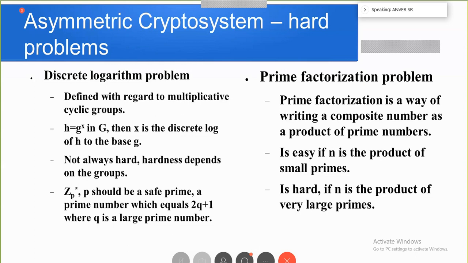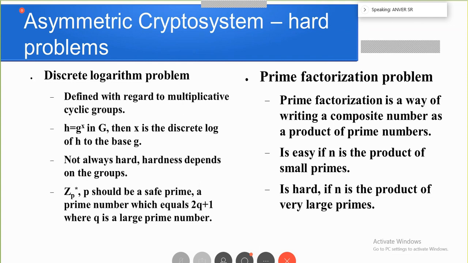Okay. Then the second hard problem considered in PKC is the prime factorization problem. So what is the prime factorization problem? We are given a composite number. Prime factorization is a way of writing a composite number as a product of prime numbers. And we know that this is not hard only when the prime factors are small. Then it is not hard, and otherwise it becomes hard.